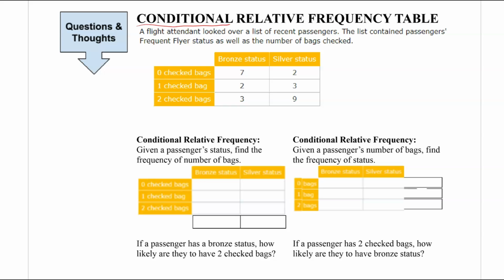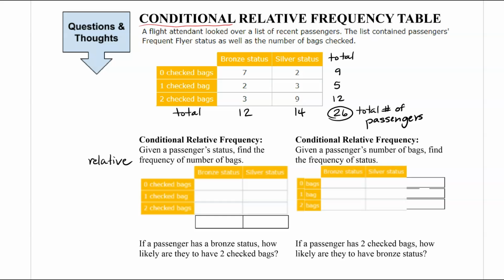A flight attendant looked over a list of recent passengers. The list contained passengers' frequent flyer status as well as the number of bags checked. And below we have this frequency table. So we have bronze status and silver status, and then the number of checked bags down the left side. So 7 passengers with bronze status did not check any bags. 3 passengers with silver status checked 1 bag. And we want to analyze this data. First, let's start by making it a marginal frequency table by adding our totals columns.